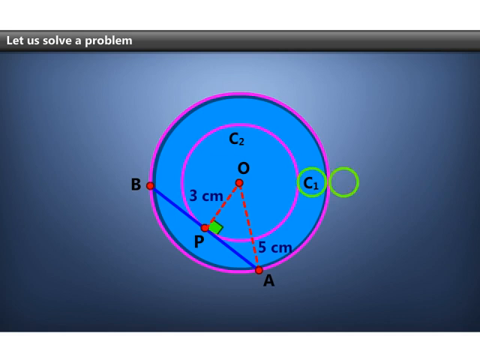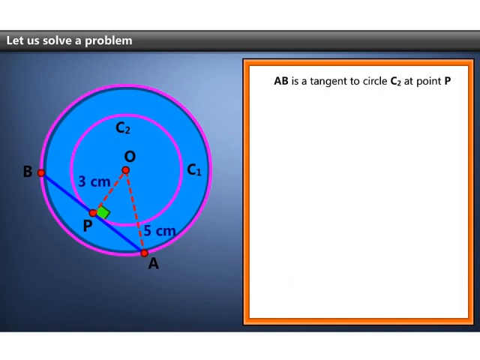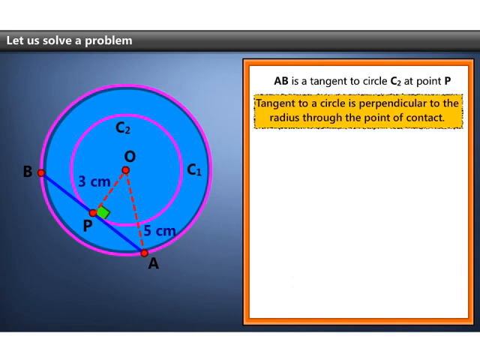Let C1 and C2 be two concentric circles with center O, and let chord AB of the larger circle touch the smaller circle at point P. Here, AB is a tangent to circle C2 at point P. Tangent to a circle is perpendicular to the radius through the point of contact. Therefore, OP is perpendicular to AB.